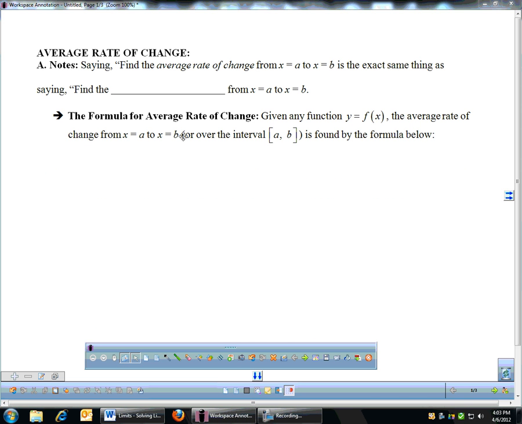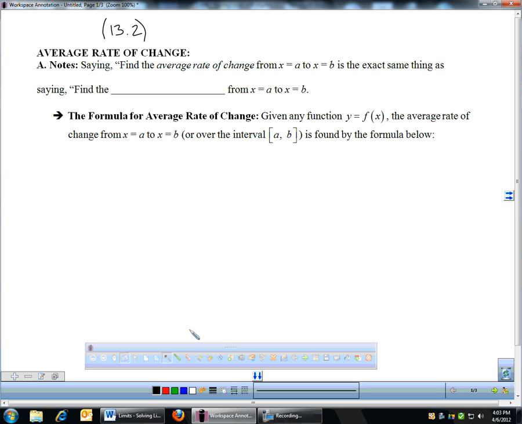This is the back of the sheet. Okay, average rate of change. This is still in the same section in our book if you want to look in your book and kind of follow along or something. It's section 13.2 in our book. Okay, average rate of change.